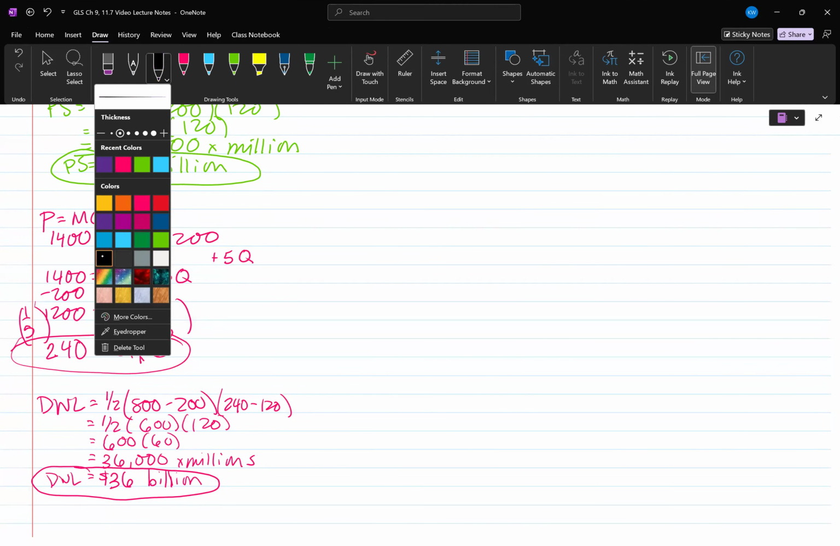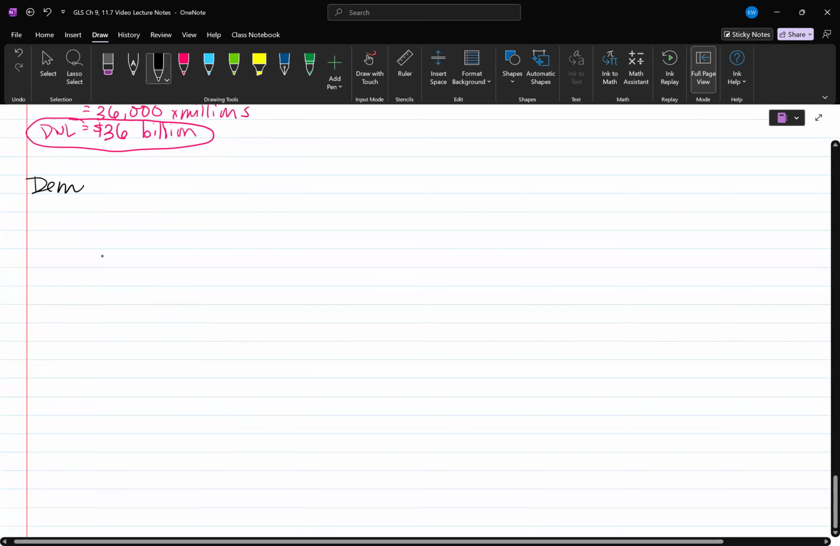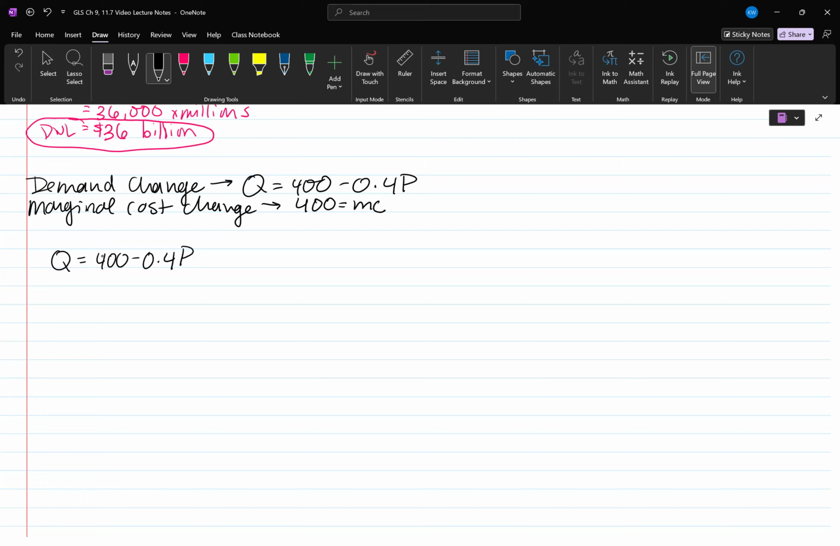So we'll go ahead and draw a new graph because our previous one was getting a little messy. We have a demand change. Quantity demanded is equal to 400 minus 0.4 times the price. And we have a marginal cost change. It's also doubled, so marginal cost is now equal to 400. All right. So let's start by finding our inverse demand equation. So we'll rewrite our given equation for demand. Quantity demanded is equal to 400 minus 0.4 times the price. And we're going to solve for that price.